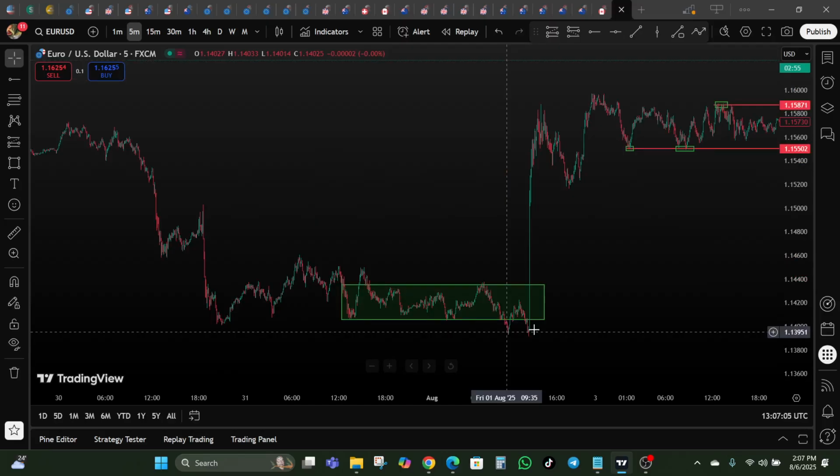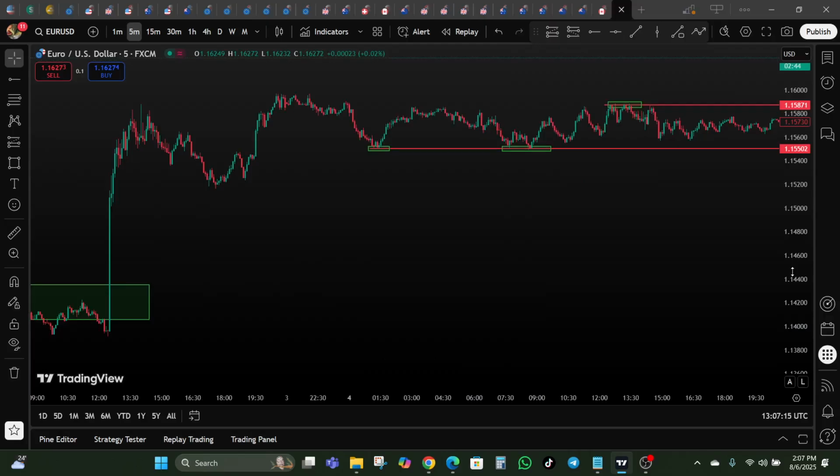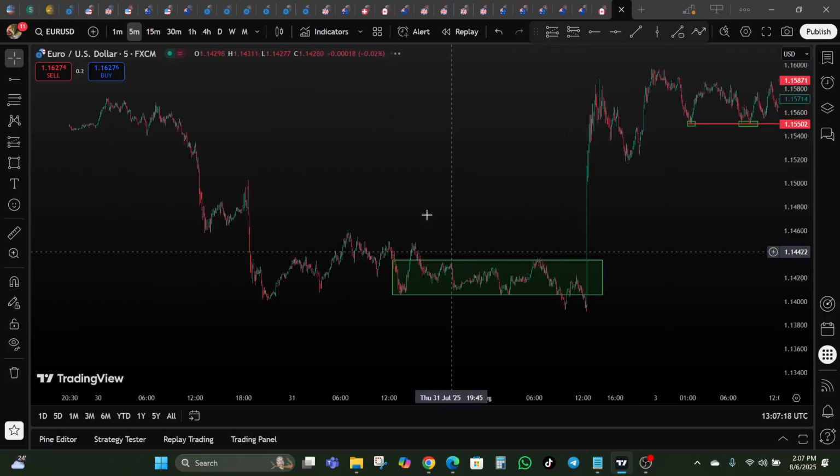And then sometimes you might see wicks beyond structure. When you have a quick spike with no follow through, those are classic signs of stop hunts. In case you see a wick just spike and then you see a reversal, it could be a stop hunt. So here's how it usually plays out.